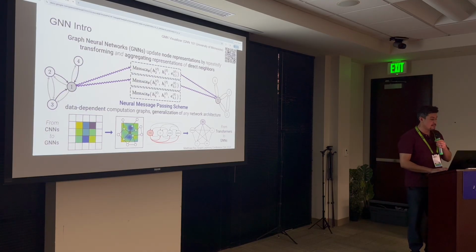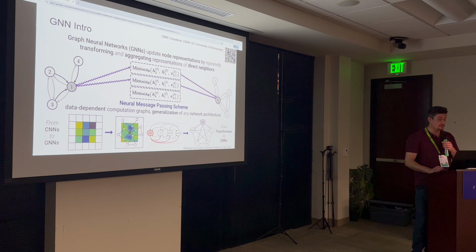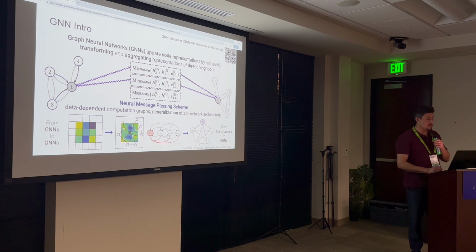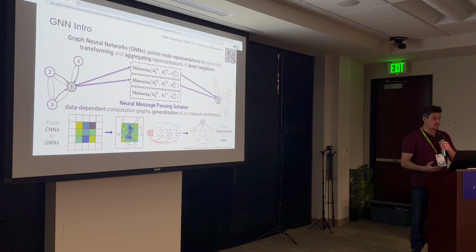This slide has been adapted from a 2023 talk given by the creator of PyG, Matthias Fey. He defines GNNs as models that update node representations by repeatedly transforming and aggregating representations of direct neighbors. The diagrams here explain this quite well, and I will walk through each. The top is the most basic example. We have a single layer of a GNN which computes the embeddings of any single node, in this case, node 1, as a function of the embeddings of its direct one-hop neighbors.